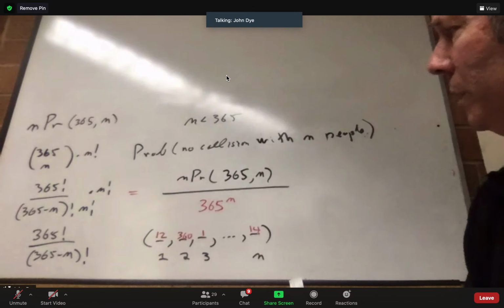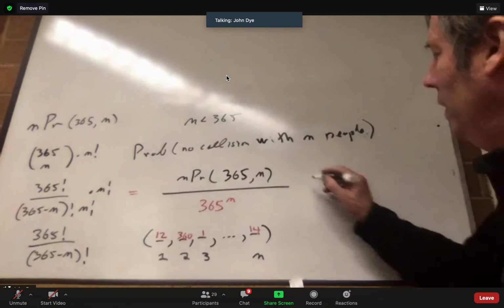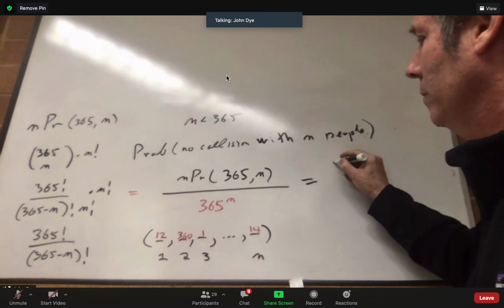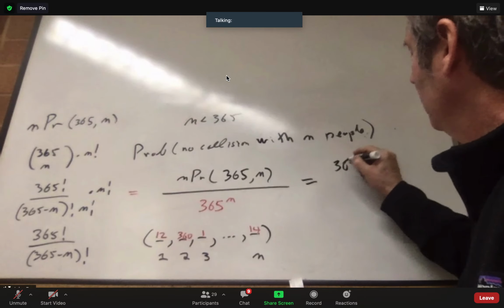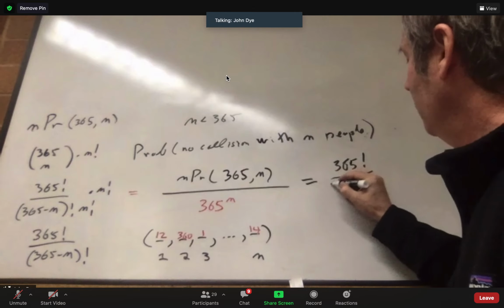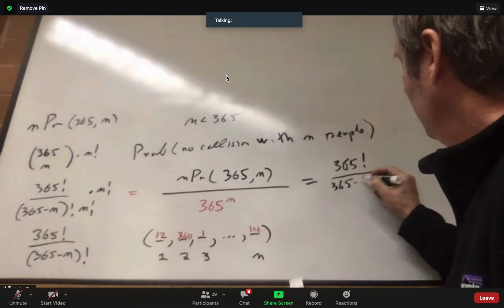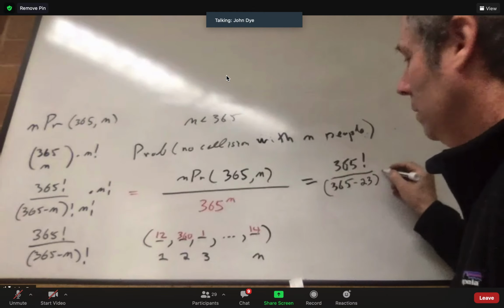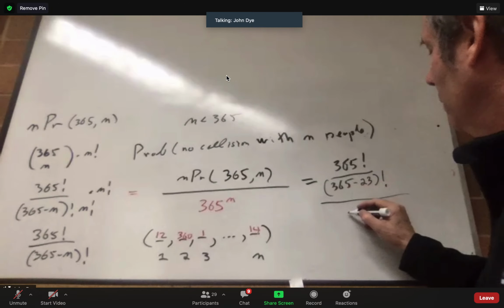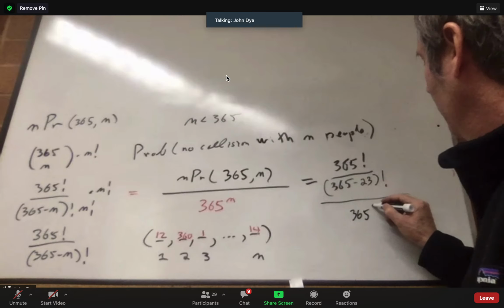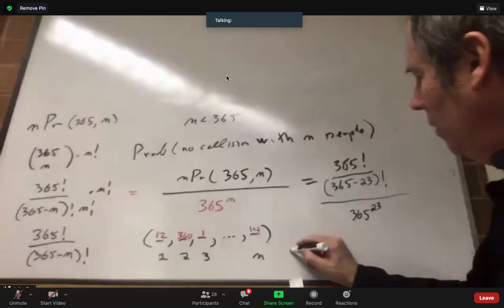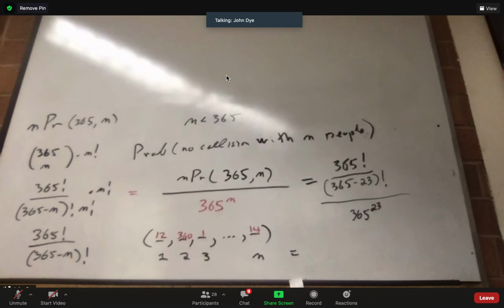So then what is it that we have to calculate? So we have 365 factorial over 365 minus 23 factorial. And all of this is over what? 365 to the 23. Okay, so we have a problem here.